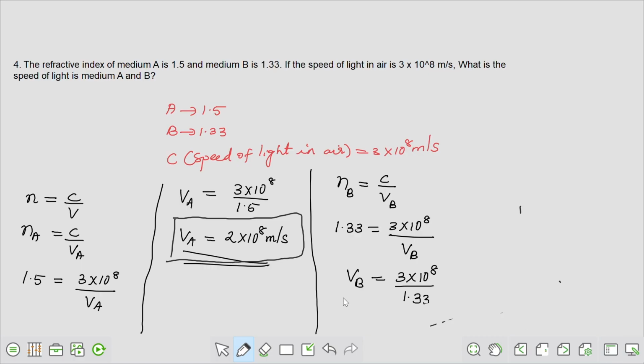Yes, so when you simplify this, you will get around 2.25 into 10 power 8 meter per second. So this is VB. Now let's see the next question.